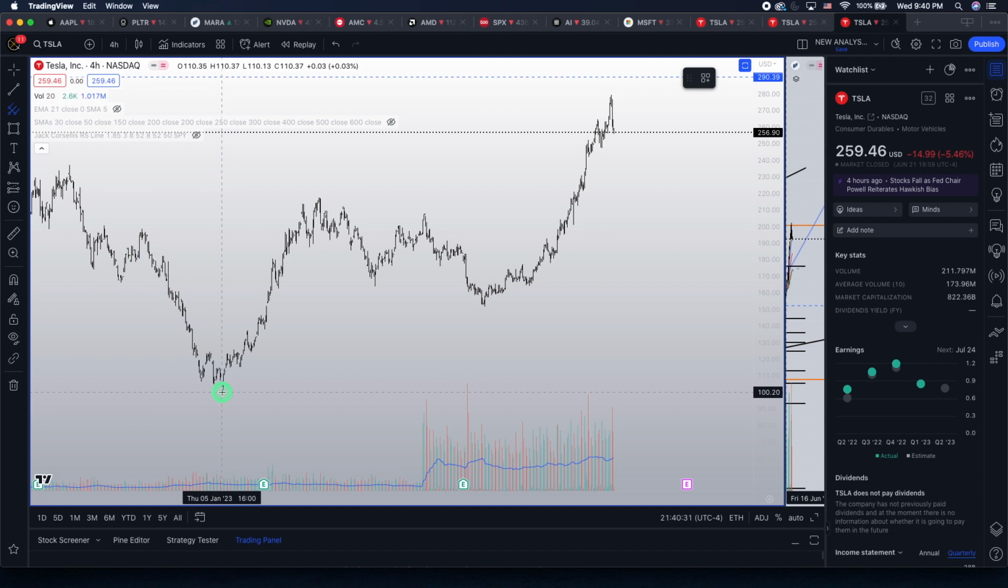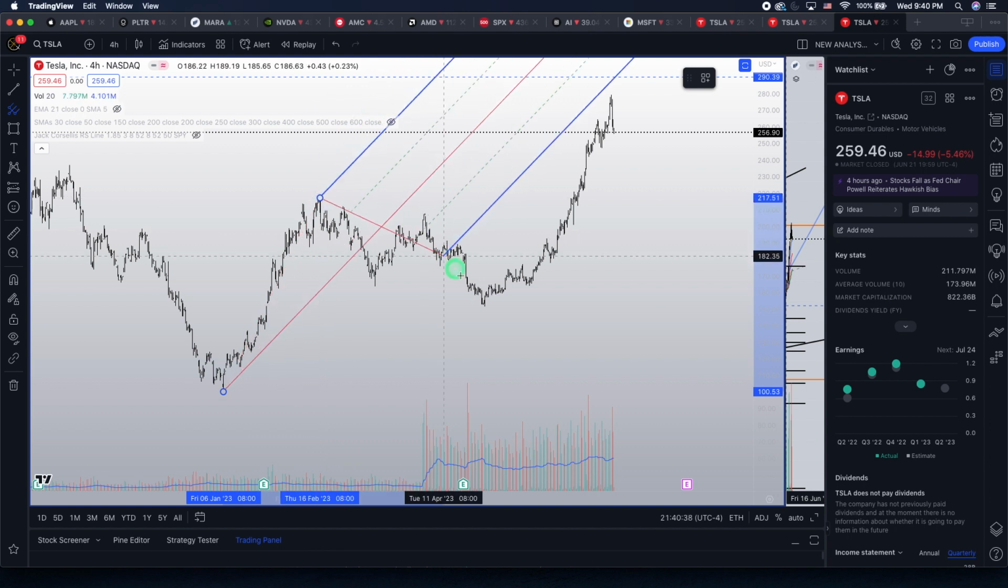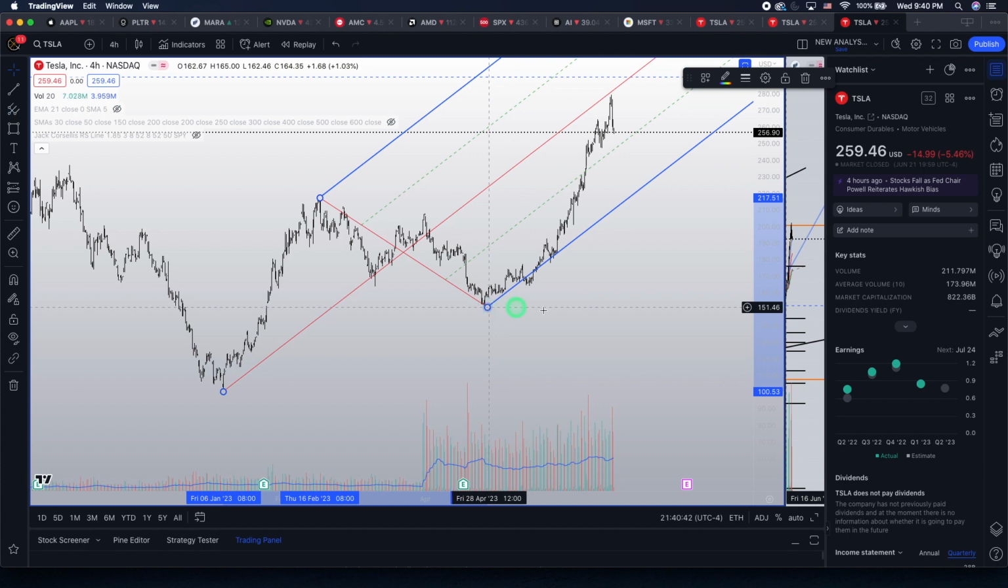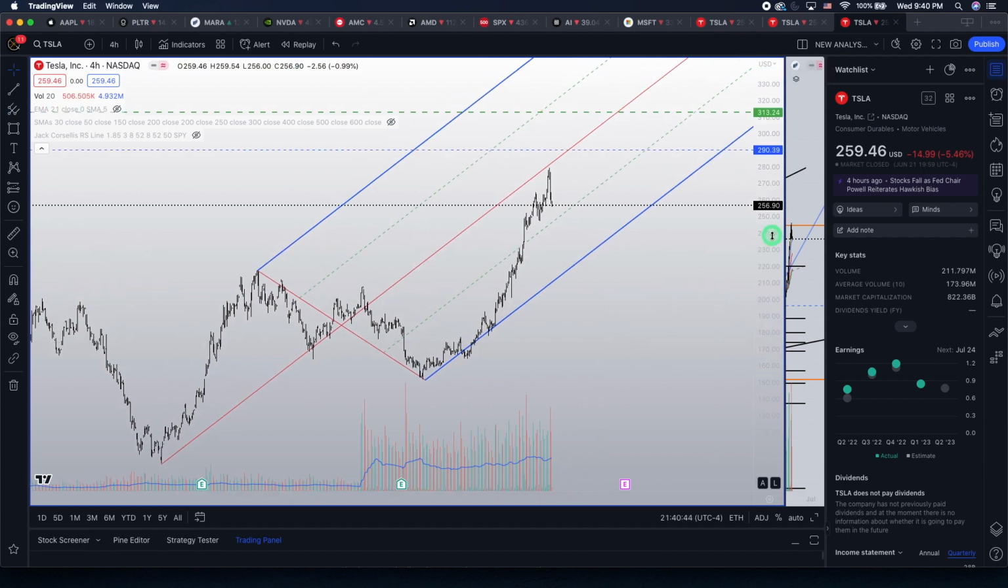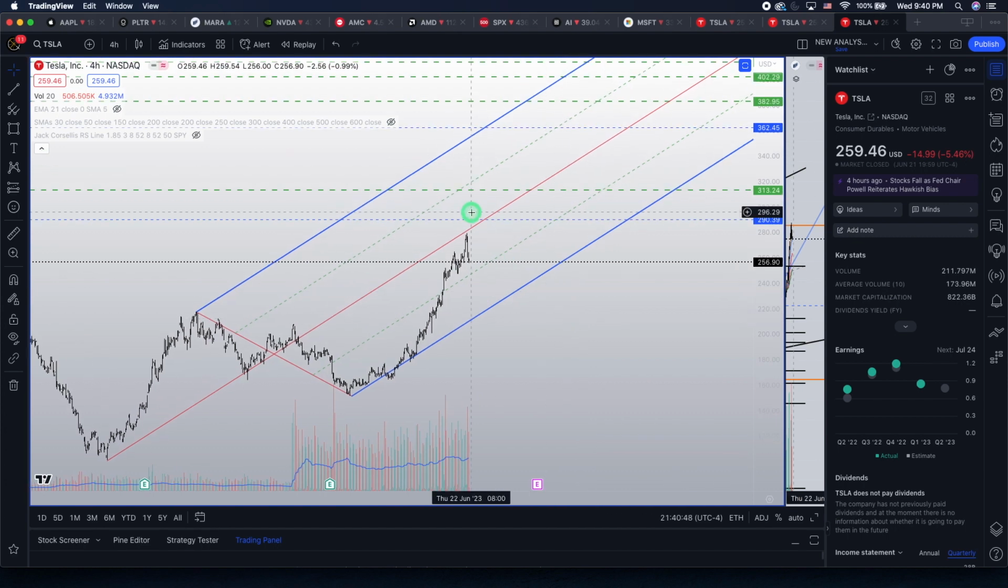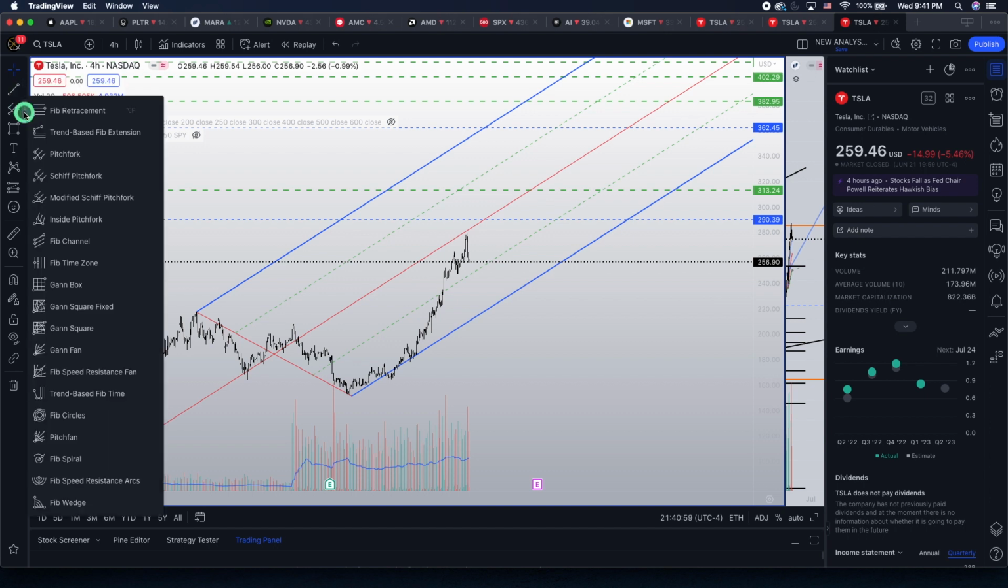All right guys, let's take a look at our pitchfork now. We're going to basically draw this from the bottom of what would be our wave 1 to the top of our wave 1, and then our third point is going to be the bottom of our wave 2. This pitchfork is basically going to show us where we can find areas of support and resistance in an ascending channel.